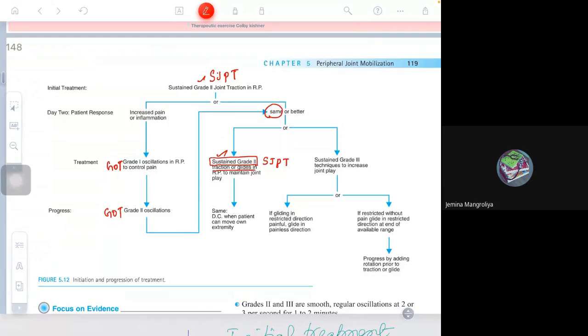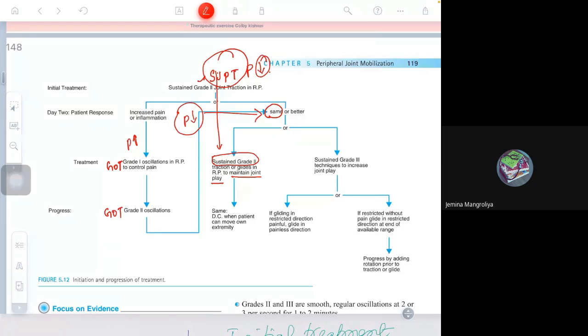So if the patient's pain is increased and then decreased, but this decrease is the same as the first day, then you will repeat the treatment again. This one you will repeat again. Why are you repeating? Because in order to maintain the joint play, you are repeating the treatment which you had given on the first day.